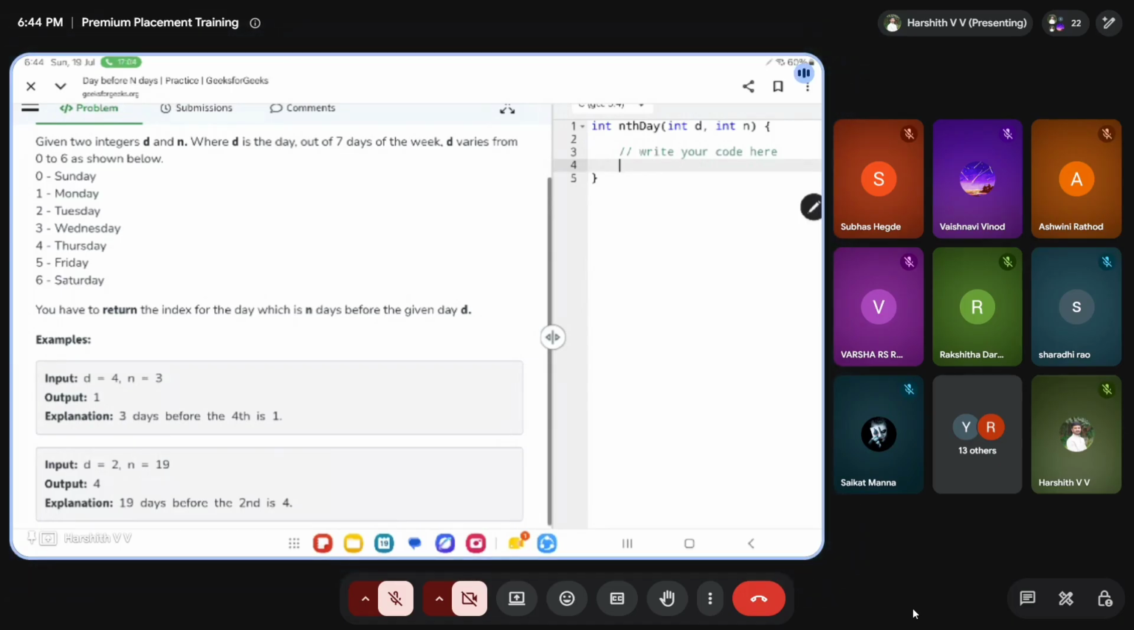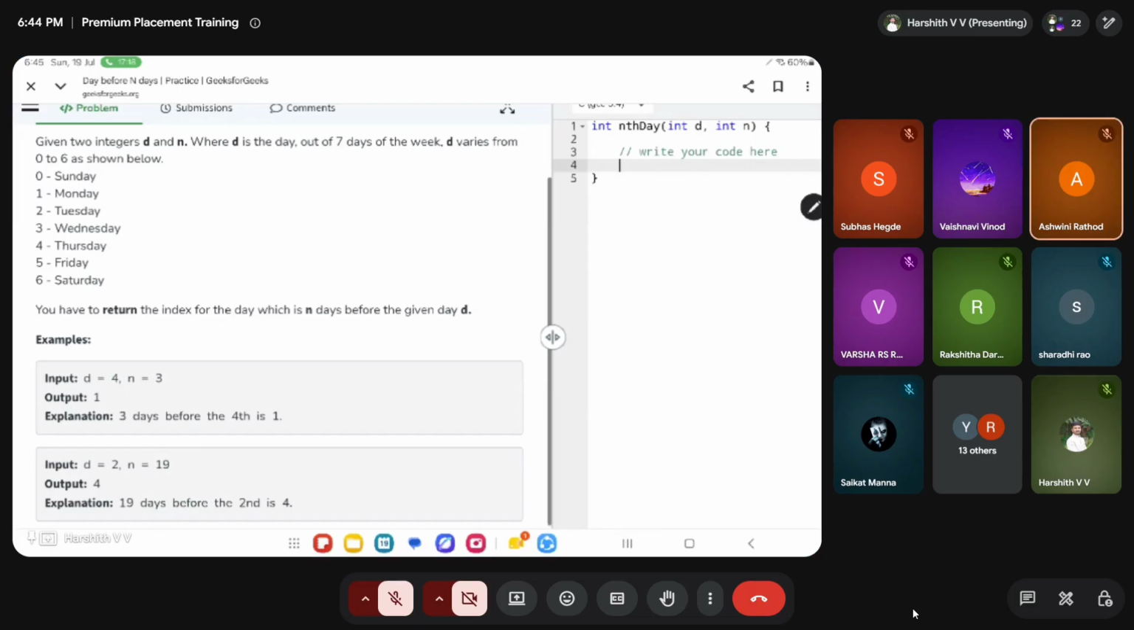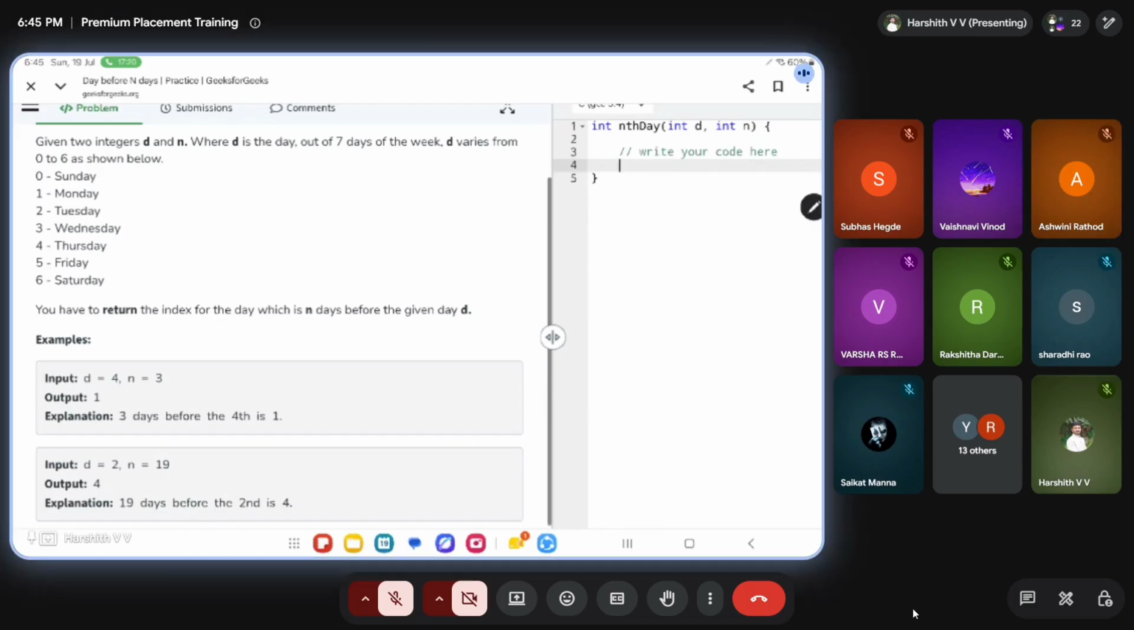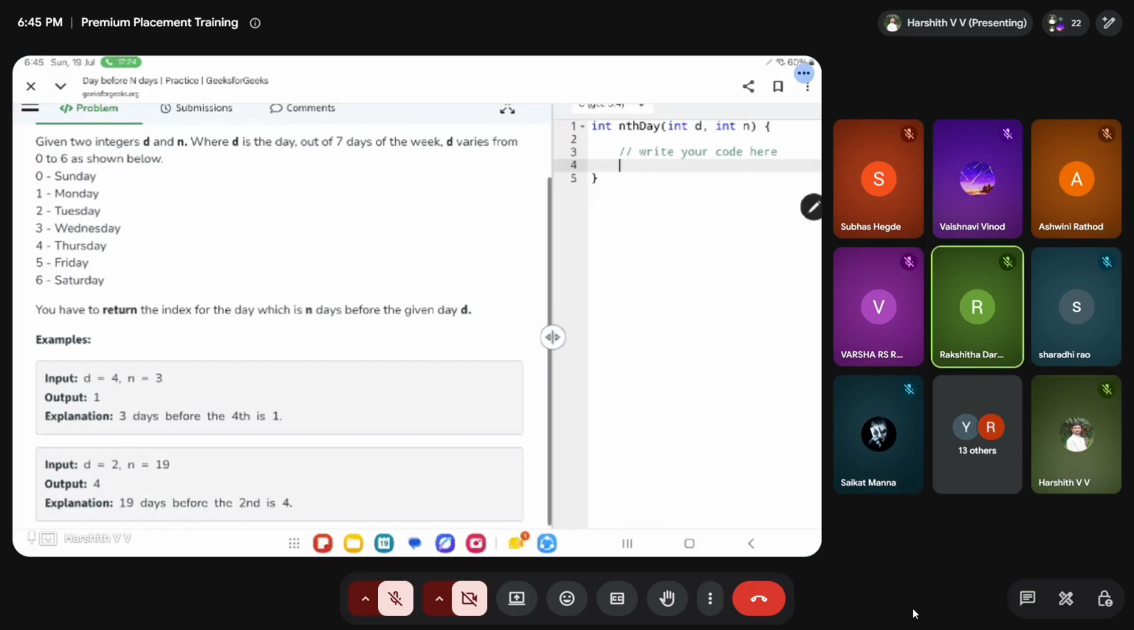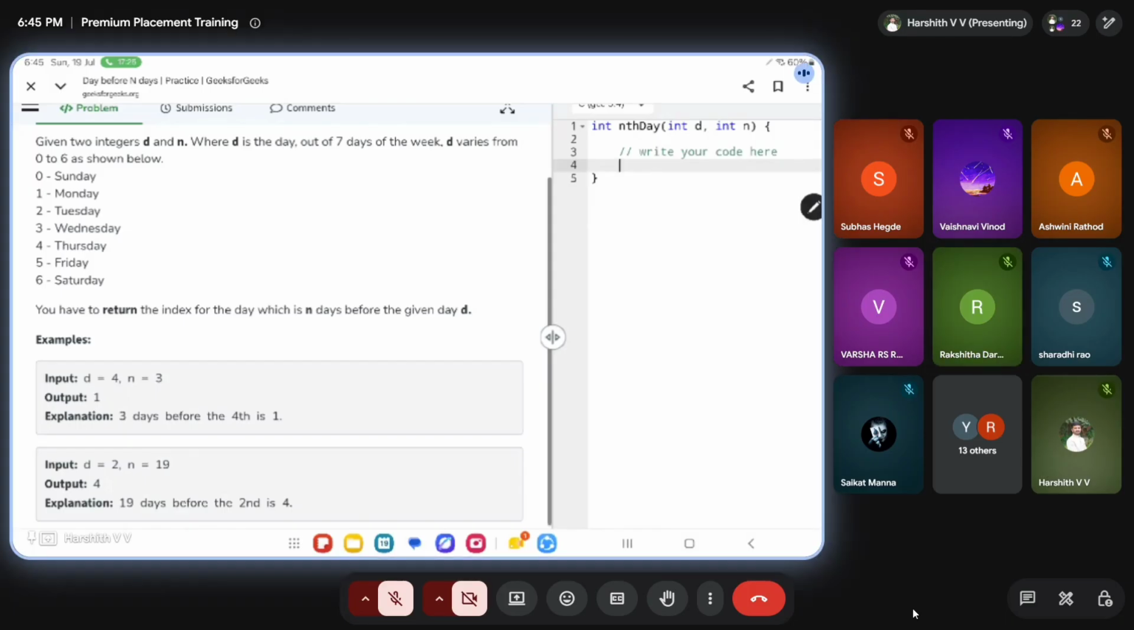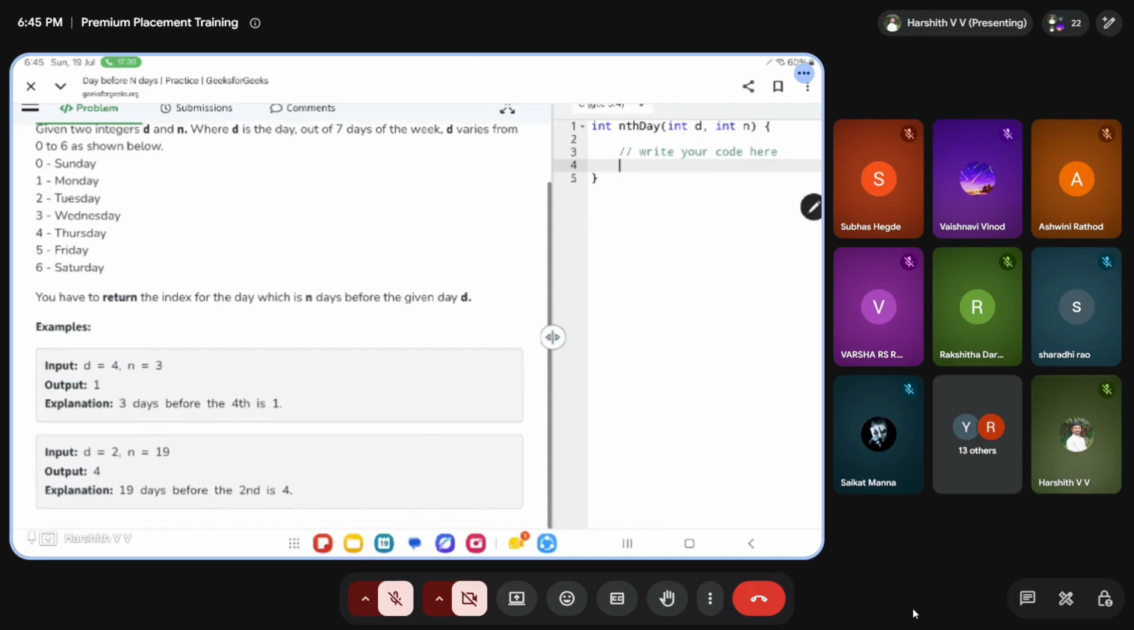That is which number? Thursday is 4. 3 days before Thursday is which number? Wednesday. How is it Wednesday? 3 days before Thursday is Monday. Simple question. So what is the number for Monday? 1. So that's why output is 1 in the first example.